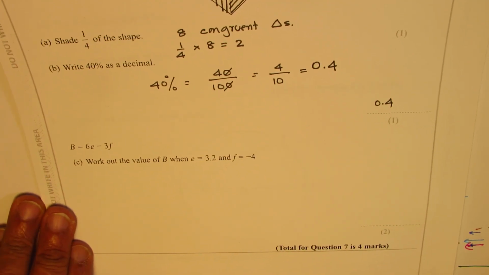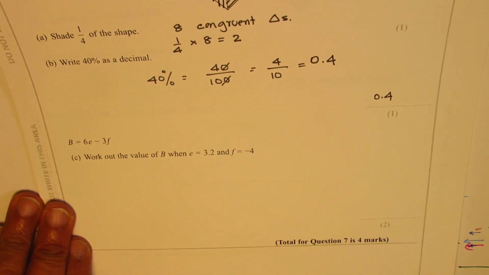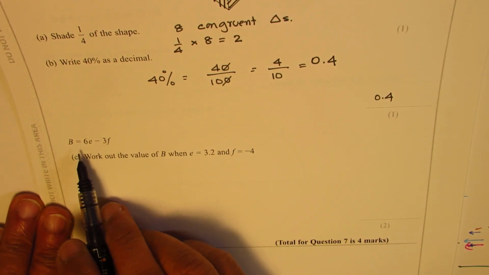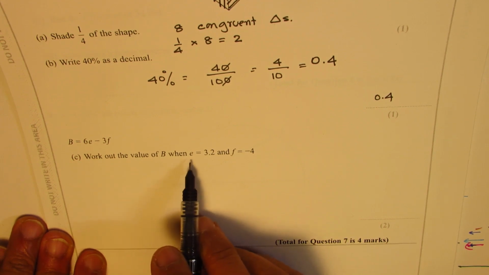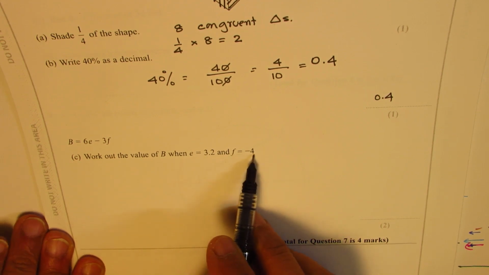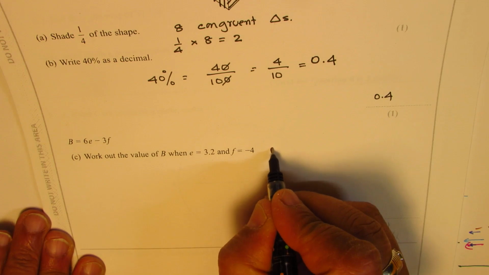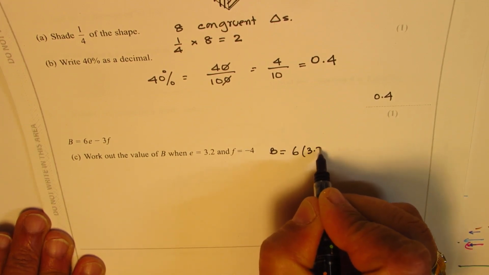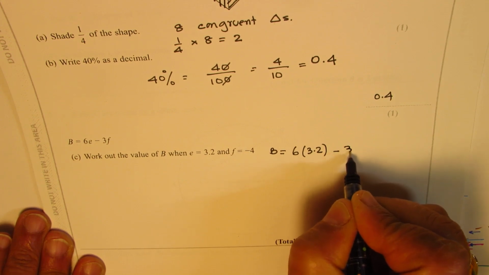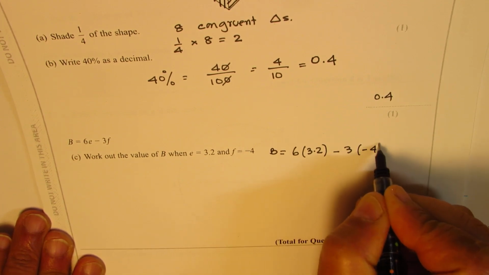So let's move on. Take the next question. Now remember, calculator is allowed for this test paper, so you could use a calculator also. B equals 6E minus 3F. Work out the value of B when E is 3.2 and F is minus 4. So the value of B will be equal to 6 times 3.2 minus 3 times minus 4, right?